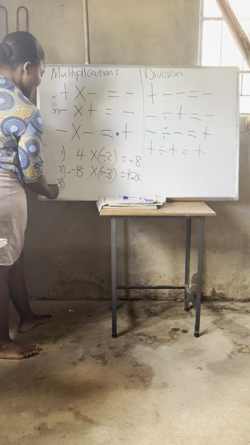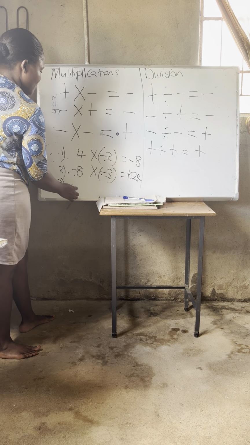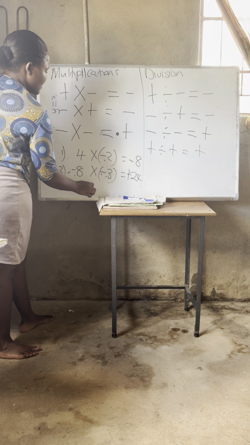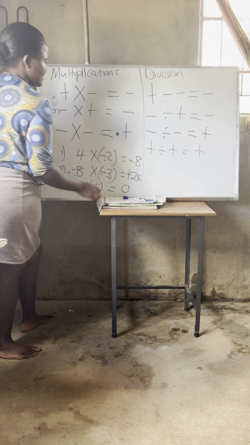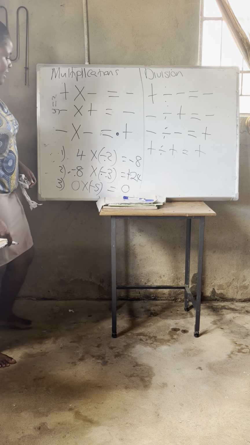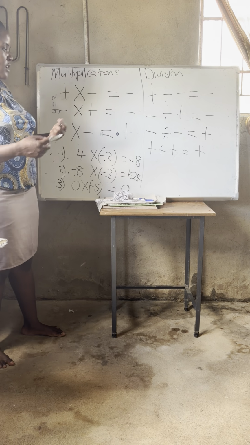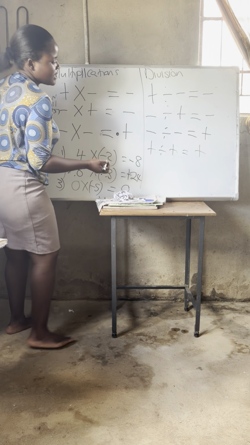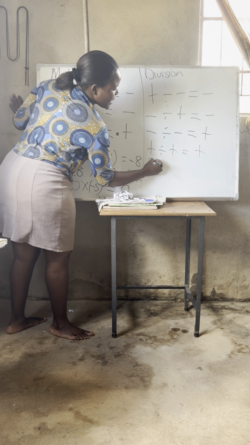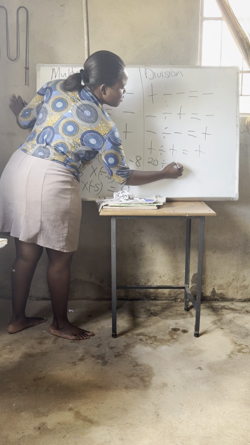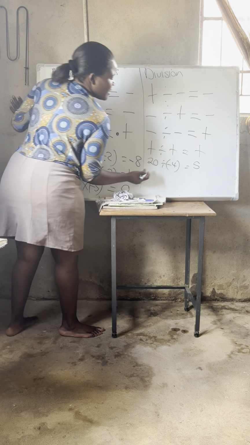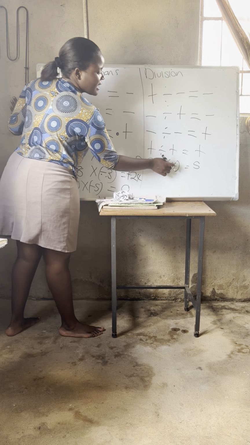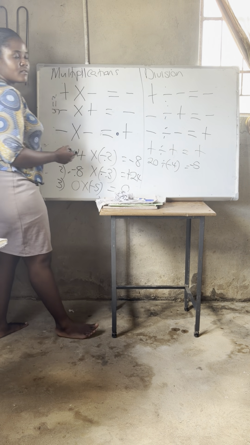Then number 3, let's say you are given something like 0 times negative 5. 0 times any number is 0, and 0 is neither positive nor negative. Here on division, let's say we are given 20 divided by negative 4. 20 divided by 4 is 5. A positive divided by a negative, we get a negative.